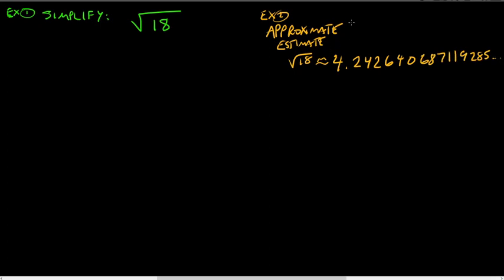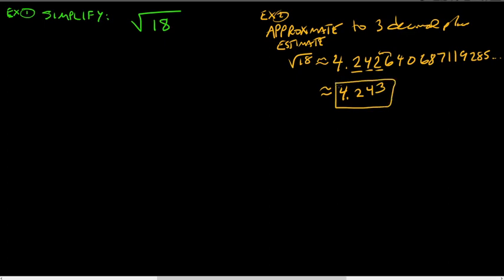And it might say approximate to, let's say, 3 decimal places. So 1, 2, 3. So we would round this to 4.242. Actually, the 6 rounds this up to a 3. So 4.243 would be the approximation. But that wasn't the question. In fact, this is not something we're going to ask you to do. Instead, we're going to ask you to simplify. So that's something different.